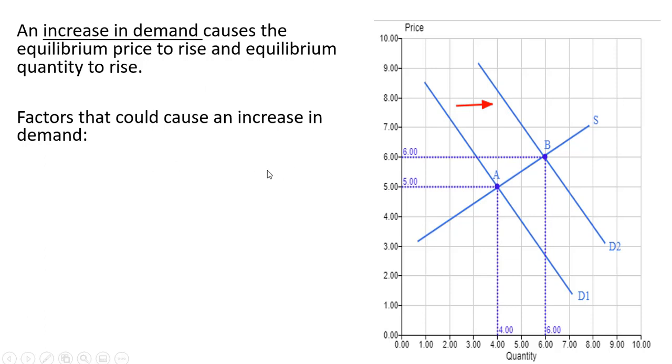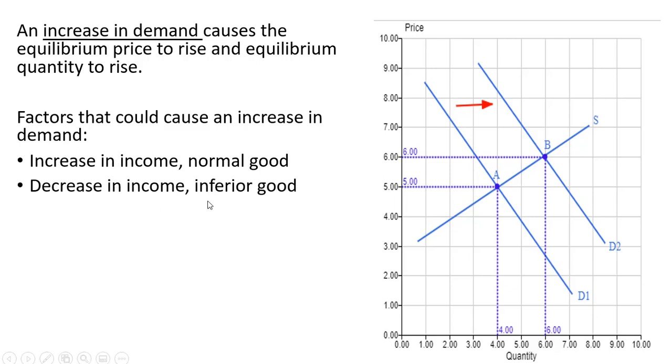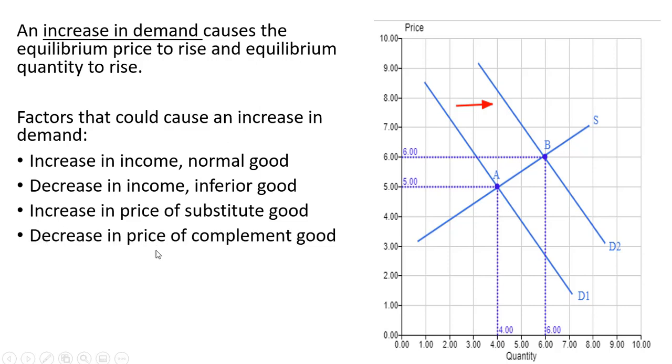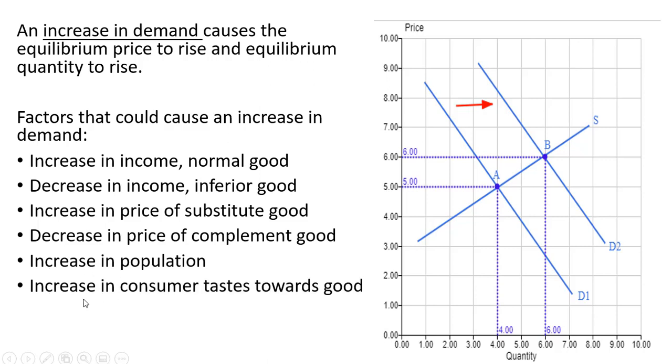Factors that could cause an increase in demand include the following: an increase in income if we're dealing with a normal good, a decrease in income if we're dealing with an inferior good, an increase in the price of a substitute good, a decrease in the price of a complement good, an increase in population, an increase in consumer taste towards the good, and finally an increase in the expected future price. All of these factors over here would cause a demand curve to shift to the right, cause an increase in demand, leading to a higher equilibrium price and a higher equilibrium quantity.